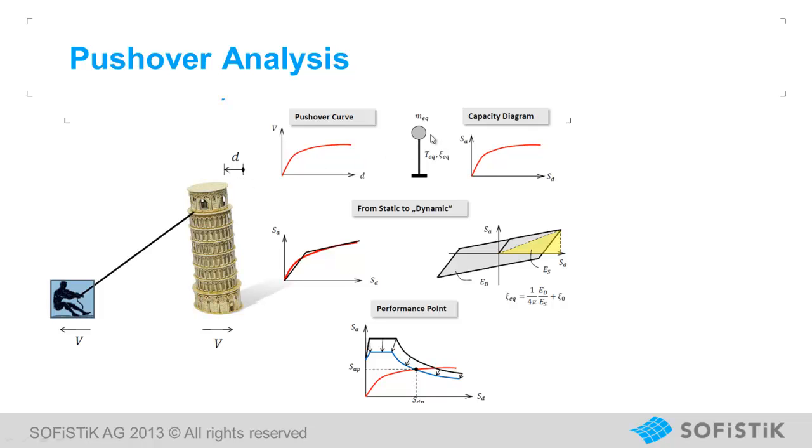Next step is to transfer the multi-degree of freedom system into an equivalent single degree of freedom system. After this, the capacity diagram can be obtained, which is plotted in spectral acceleration and spectral displacement values. By taking into account the hysteretic energy, we obtain an equivalent viscous damping, which will give us finally the reduction factors for the response spectral diagram. The blue line here represents this reduced response spectral diagram, and the red line the capacity diagram, and the intersection of them give us the performance point of the structure.